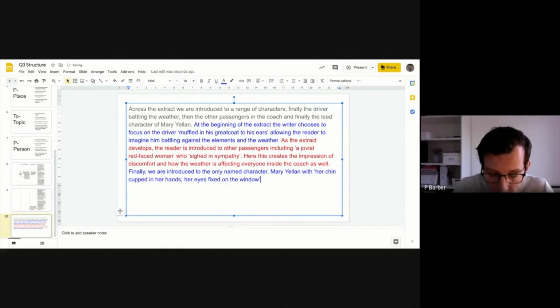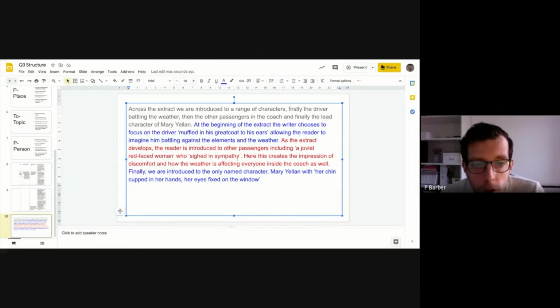Look at this, there is a slight difference in the way that Mary Yellen is behaving in contrast to the other passengers. So the driver is muffled in his greatcoat and worried about the weather. The red-faced woman sighs in sympathy about the weather and the rain and the old man slams the window shut. Mary Yellen is fixed on the window and her chin is cupped in her hands, which shows she's a bit more thoughtful. So this could be a structural choice, that our main character is a bit more thoughtful and less affected by the weather.